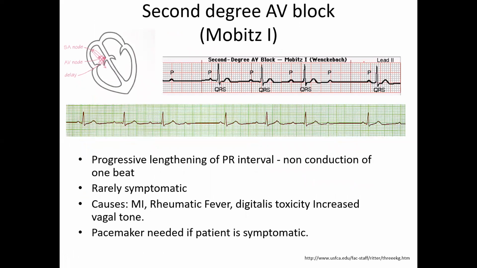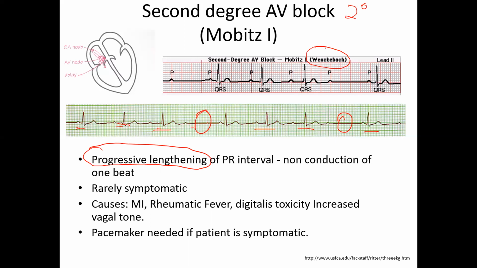So this is second degree AV block, Mobitz type 1. And this is Wenckebach. So now we have to take a look again. P QRST, P QRST, P QRST, P dropped beat, P QRST, P QRST, dropped beat, P QRST. Okay, you see what's happening there? So what do you notice about the PR intervals here? They get longer and longer. Yeah, progressively, and then it starts again after the missed beat.